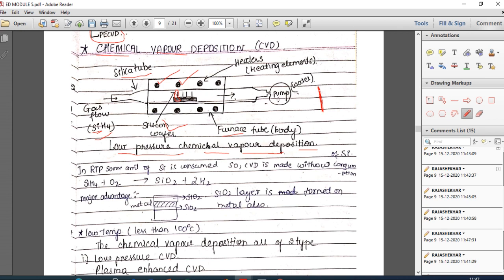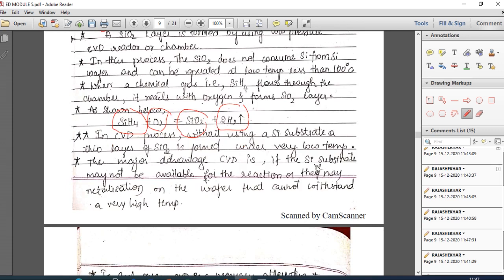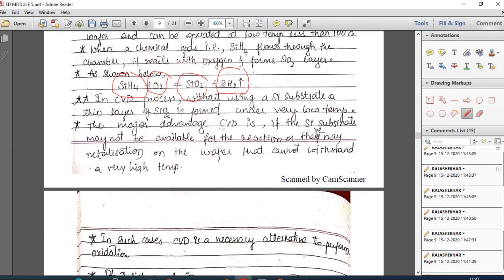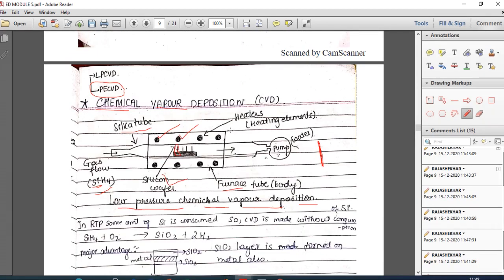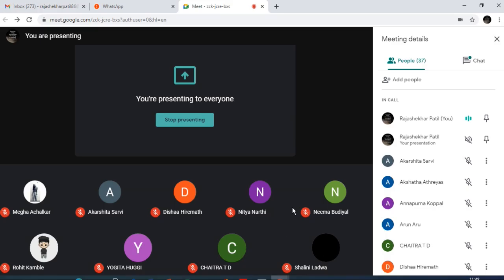So now this is about chemical vapor deposition. There are some advantages which I have explained, which are given in the notes also. So go through those advantages. So this is about chemical vapor deposition, a very small topic just to perform oxidation. Hope it is clear for everyone. Yes.